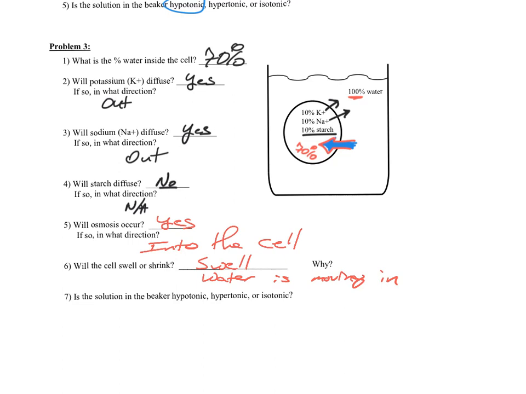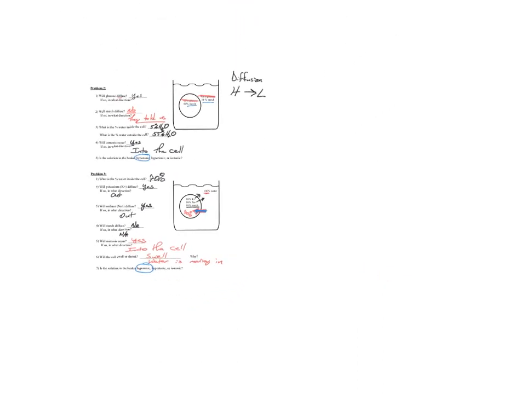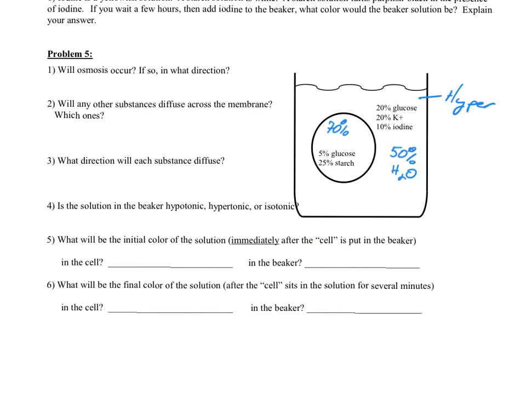Yeah, life is confusing. Is the solution in the beaker hypotonic, hypertonic, or isotonic? It's hypotonic. It's as hypotonic as it gets. You see 100% outside, and anything other than 100% inside. If you see 100% water outside, the best you can do is isotonic, right? You can't get lower than 100% water as far as solute concentration. All right, so that's the next two questions.